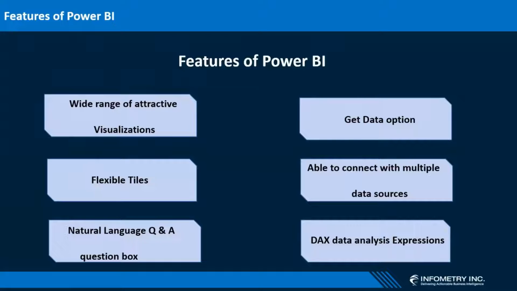The next feature is the ability to connect multiple data sources. We can connect multiple data sources in Power BI and merge them into one data source. It is one of the best features in Power BI. The next feature is the natural language Q&A question box. Q&A is a unique feature in Power BI. Using the Q&A box, a user can ask questions in natural language to search for data and information available in the Power BI system.